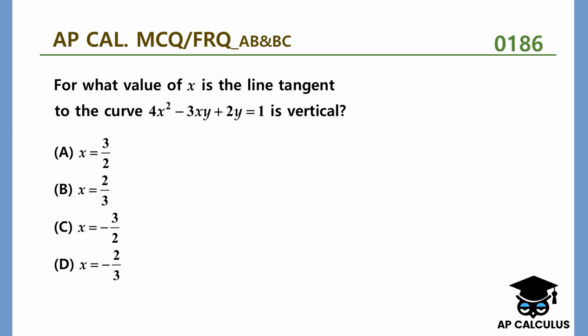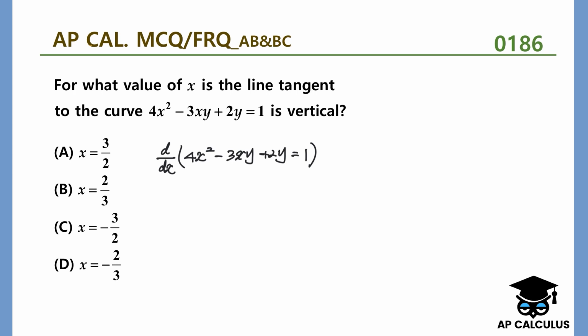We have 4x squared minus 3xy plus 2y is equal to 1, right? The equation in implicit form. So we're going to do the implicit differentiation, differentiate with respect to x, right?